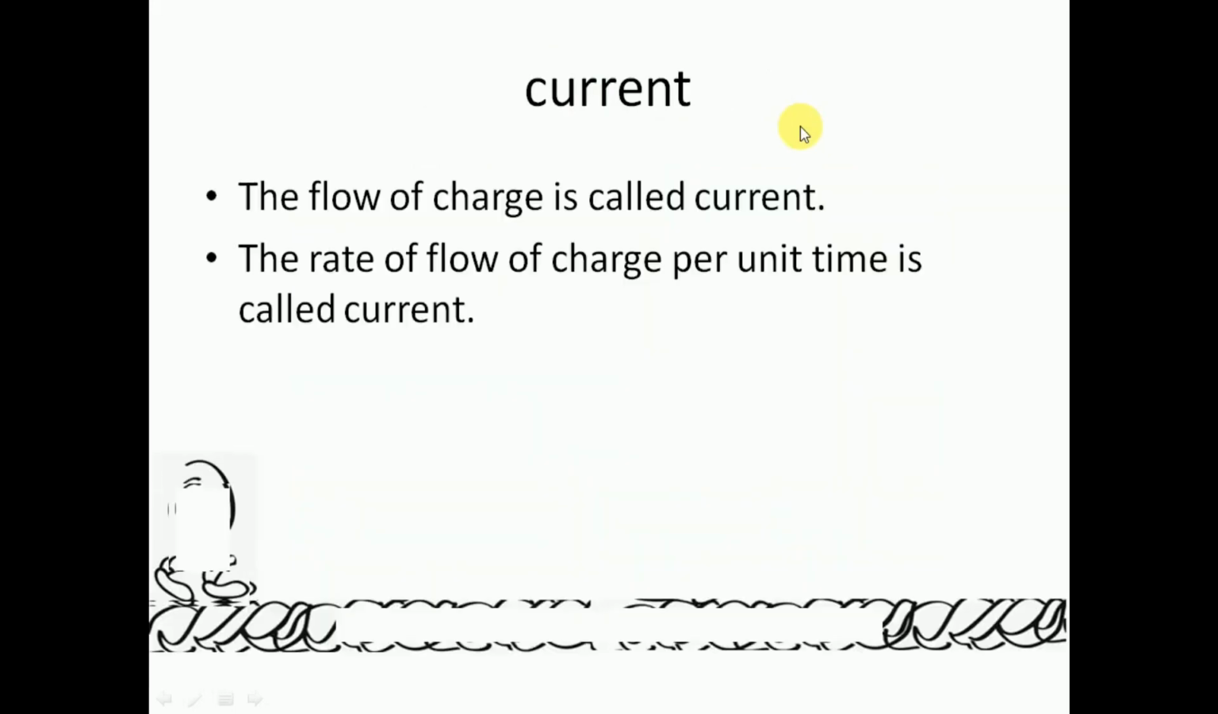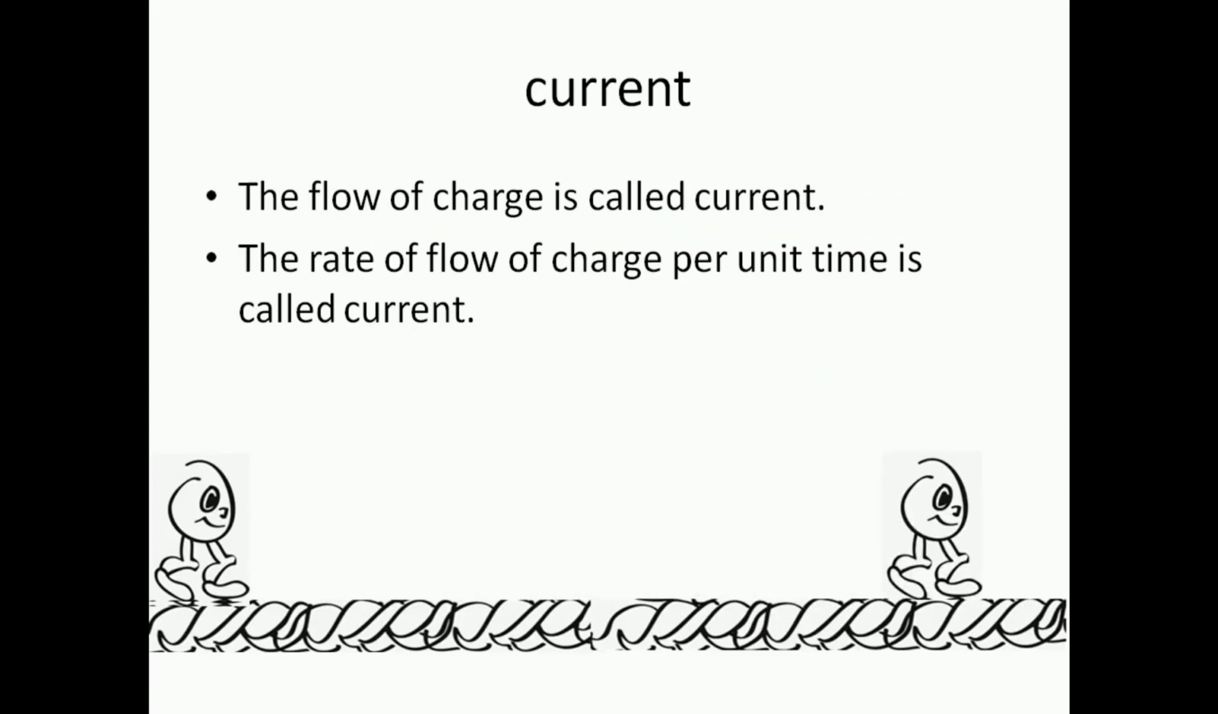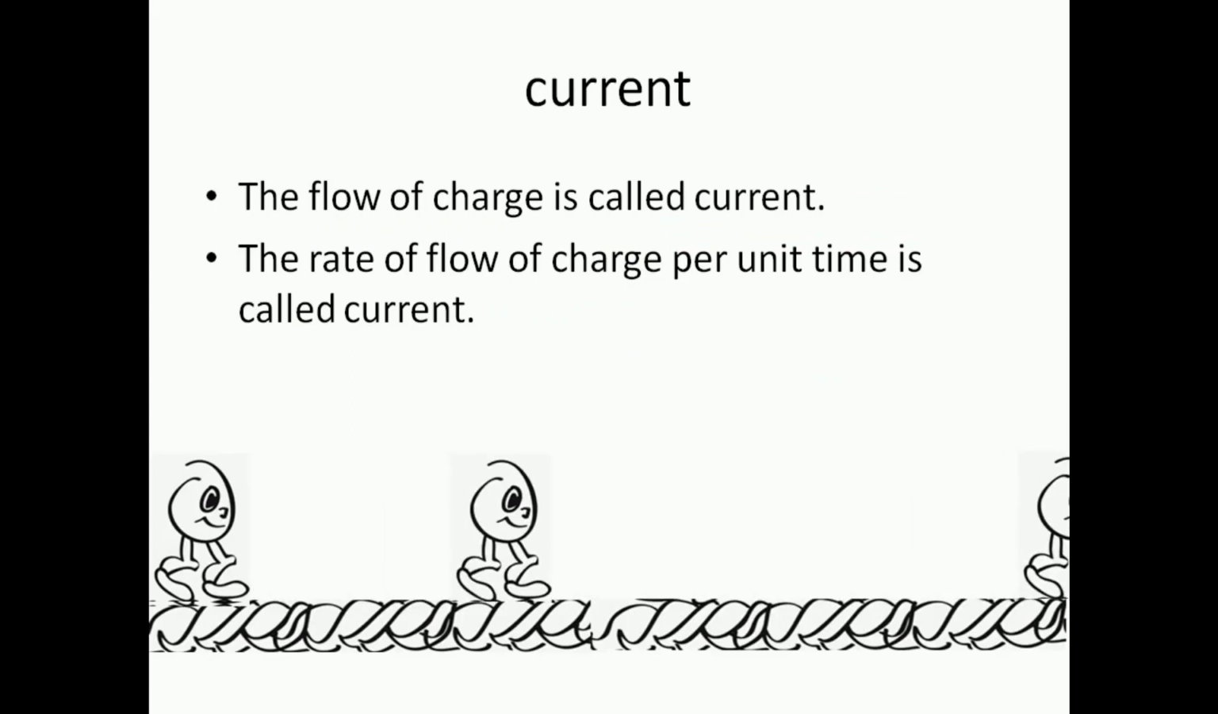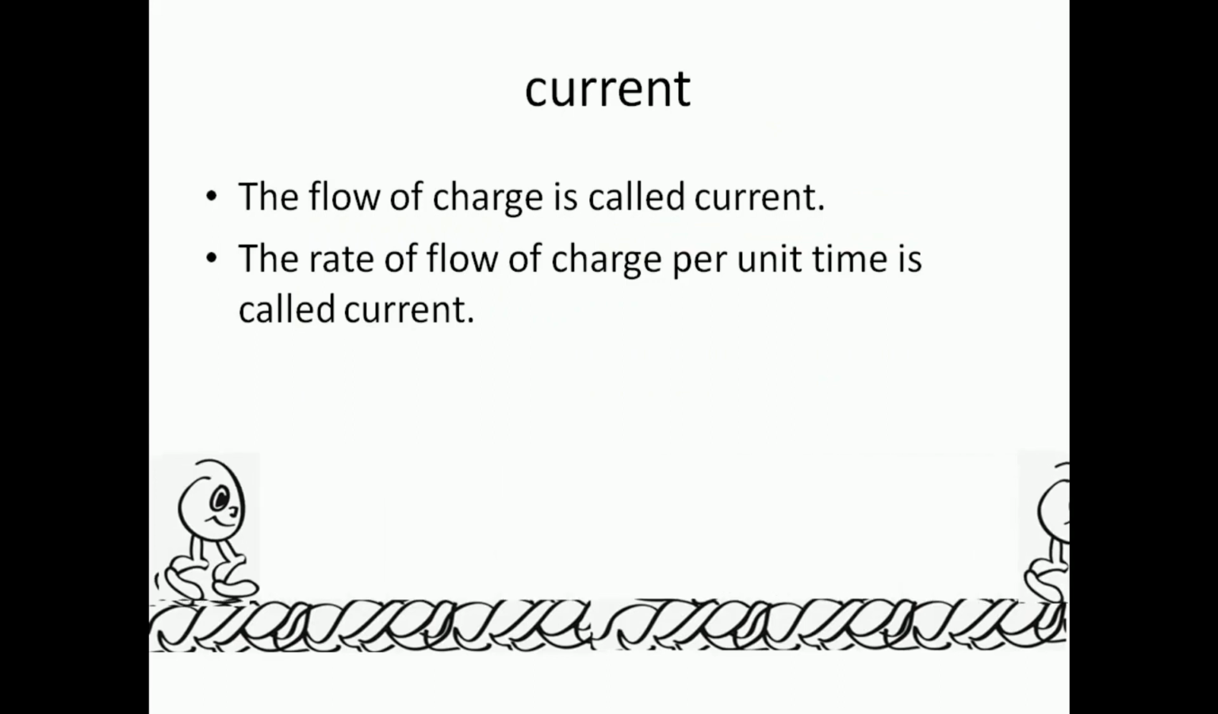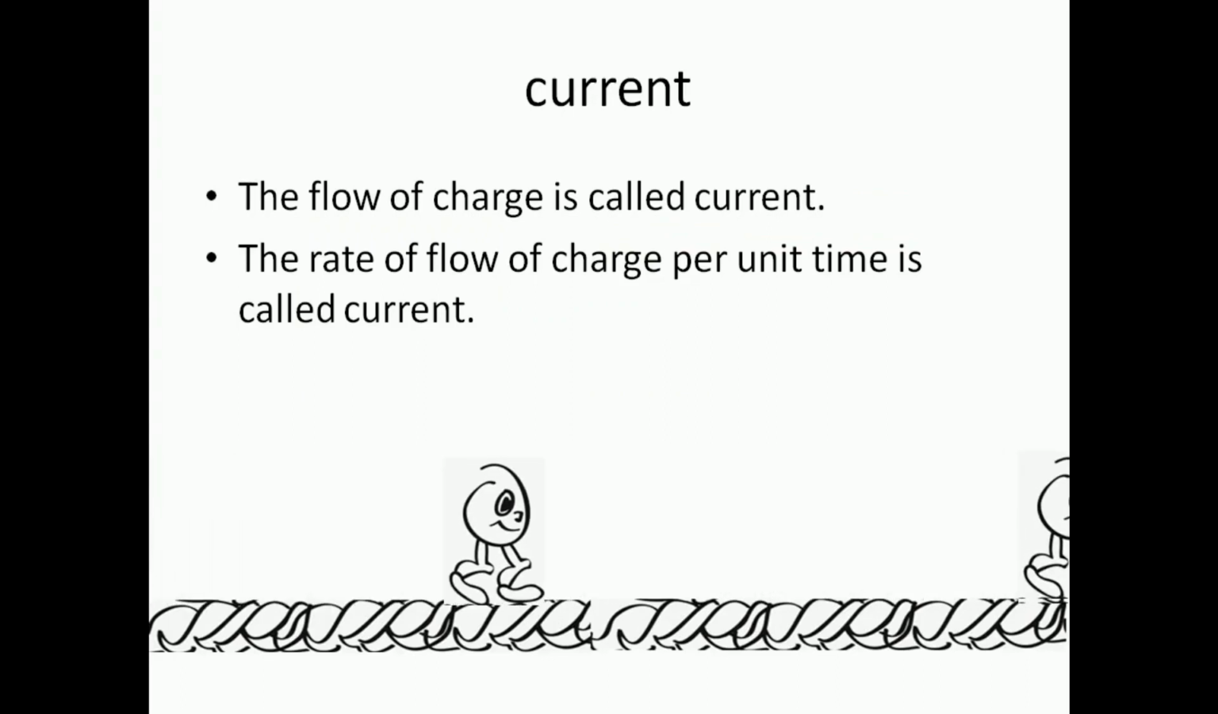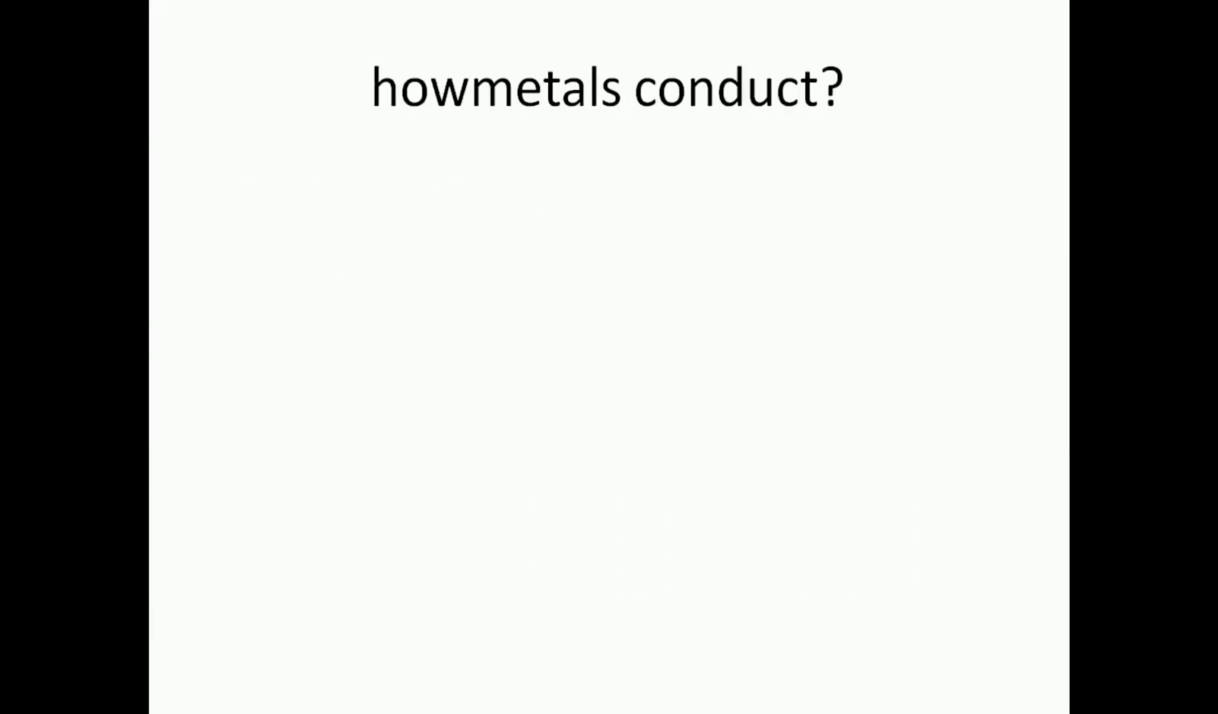So first thing we need to understand is what is current. Current is nothing but a flow of charge. Charge may flow through solid conductors, it may be liquid conductors like electrolytes, or it may flow through gas. So basically in this video we'll talk about the solid conductors, how metal conducts.